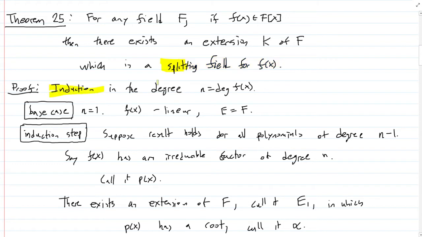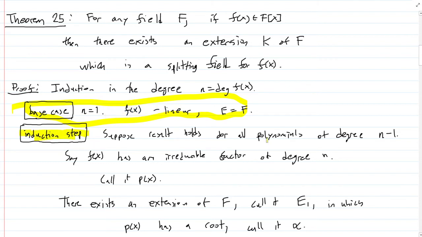Well, we'll do it by induction. So let n be the degree of f, and the base case is n equals 1. So suppose n equals 1, it means the degree of f is 1, so f is linear. And this means that the only root of f is already in the base field F. So we didn't have to construct any extension field. F already has all of the roots. So f(x) is linear, so it splits completely already, right? So the base case is just immediate.